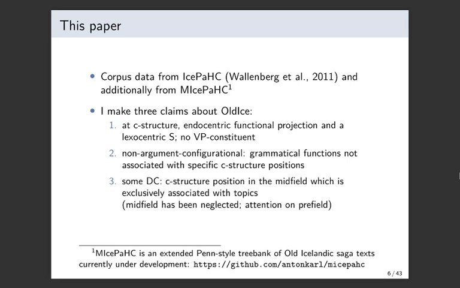And on the basis of the corpus data, I make three claims about Old Icelandic. The first is that at C structure, we have an endocentric functional projection and a lexocentric S. So that's that mixture of endocentricity and lexocentricity that I was talking about. And specifically, we have no evidence for there being a VP constituent.